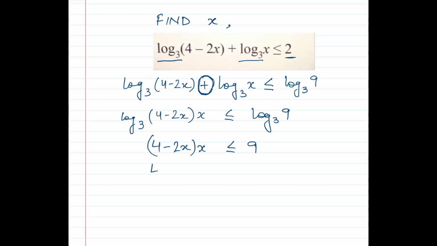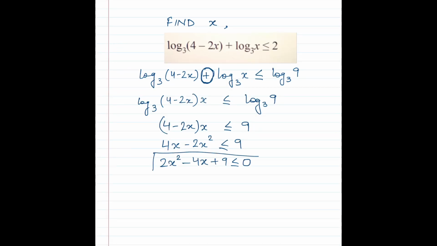Now let's expand the bracket. 4x minus 2x squared is less than or equal to 9, and let's put them in a proper form. So we will get 2x squared minus 4x plus 9 is less than or equal to 0. So we are left with the quadratic at the end.